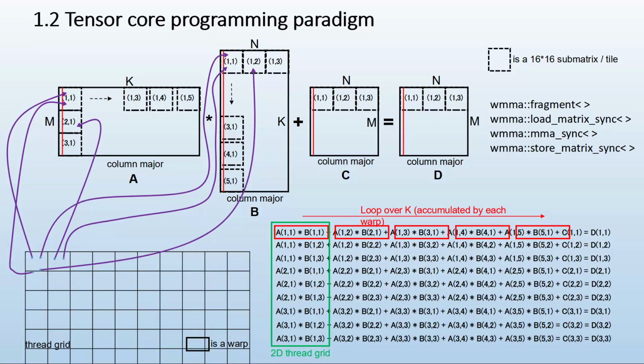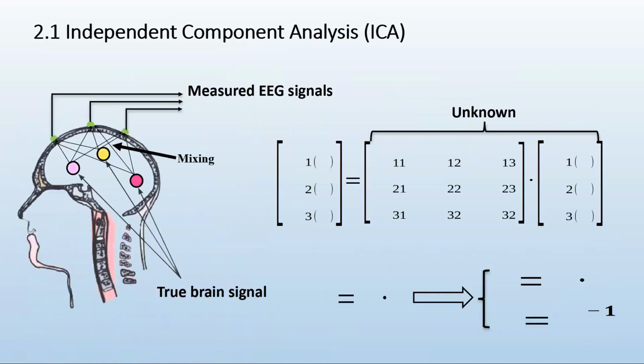Using the C++ template provided by NVIDIA, we can easily add warp mapping and computing accumulation using the template they provided in our kernel functions. And then I will jump a little bit more into the ICA.